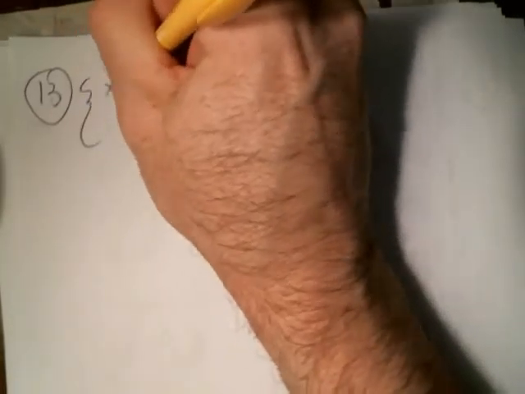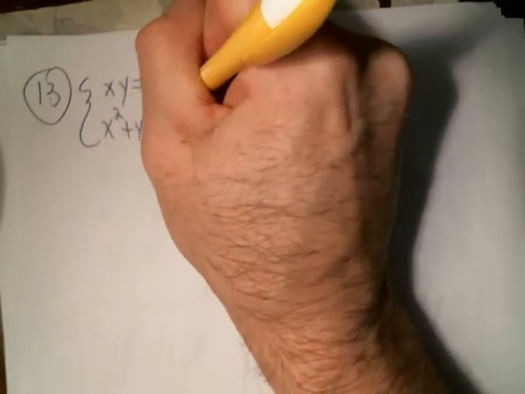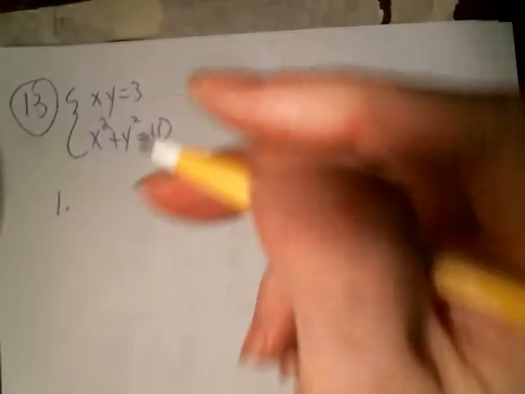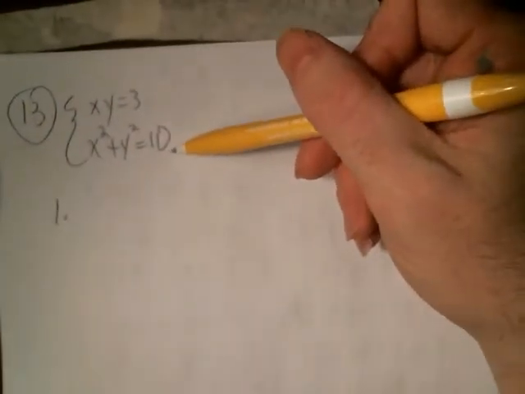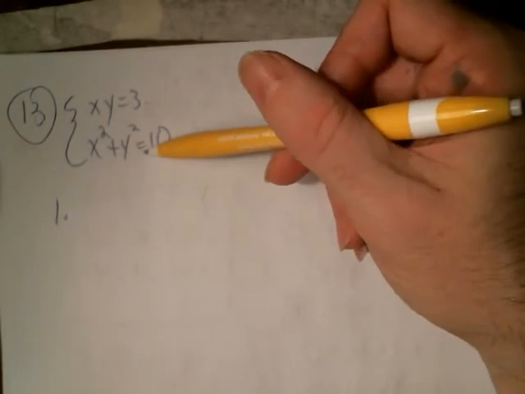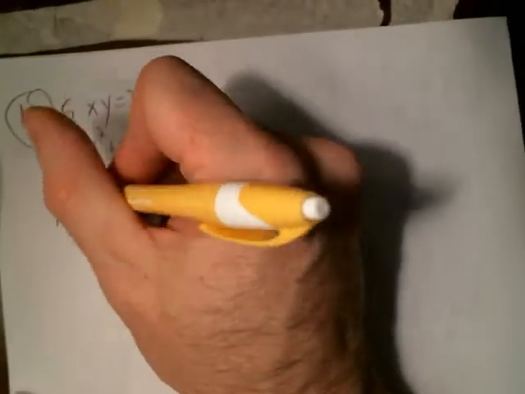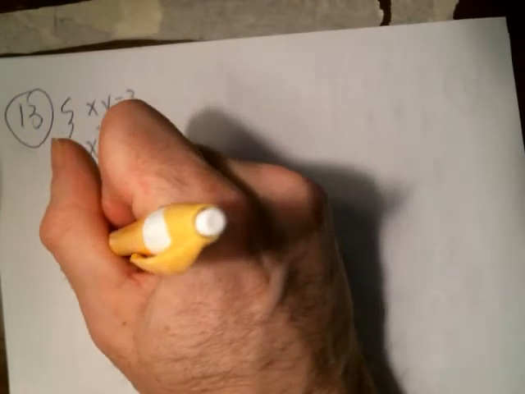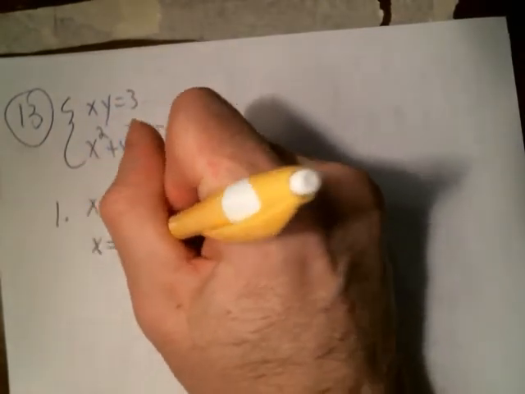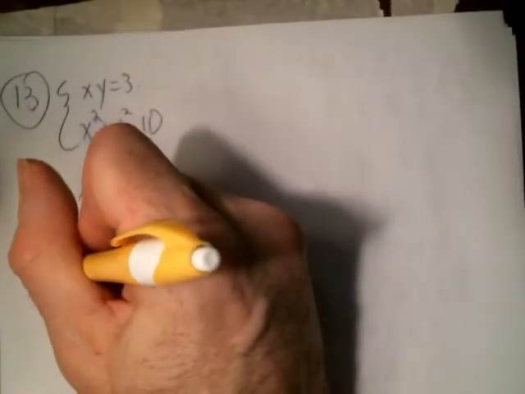Right, so we have xy is 3, and then x squared plus y squared is 10. So step 1, I'm going to solve this equation just for the sake of the fact that I hate dealing with roots, and I hate dealing with these kind of equations. Okay? So I solve the first one for whichever variable you want. I'm going to solve for x. And then I'm going to substitute this into the unused equation.